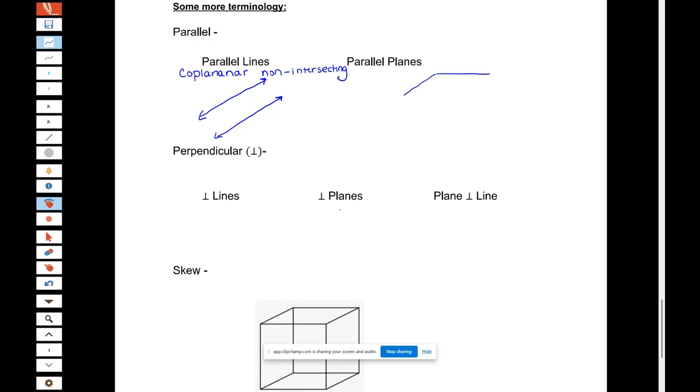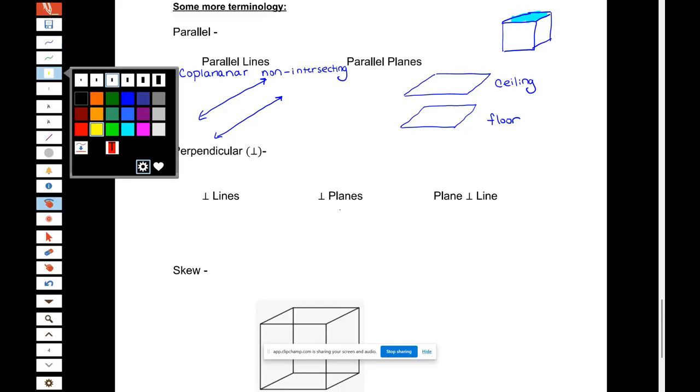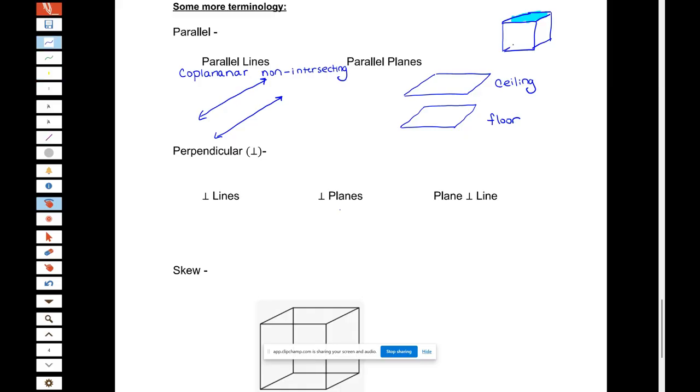And then parallel planes are also non-intersecting. So I'm drawing, it looks like one sheet of paper floating above another one, kind of like the ceiling and the floor. Those are parallel planes. So that's an example of parallel planes. You could highlight them on a cube too, if you like. Like if you made a cube here, you could highlight the top of the cube and maybe the bottom of the cube, which I need to finish drawing the cube first. And that would represent some parallel planes.